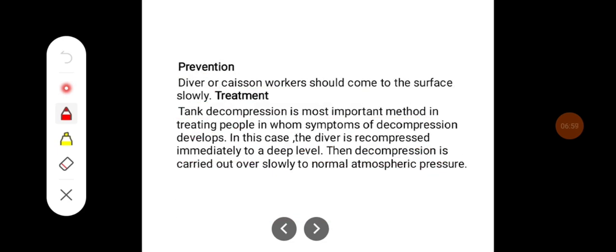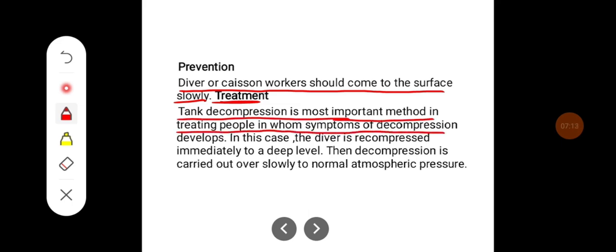How to prevent dysbarism? Divers or caisson workers should come to the surface slowly. The treatment involved is tank decompression. It is the most important method in treating people in whom the symptoms of decompression develop. In this case, the diver is recompressed immediately to a deep level. Then decompression is carried out very slowly.